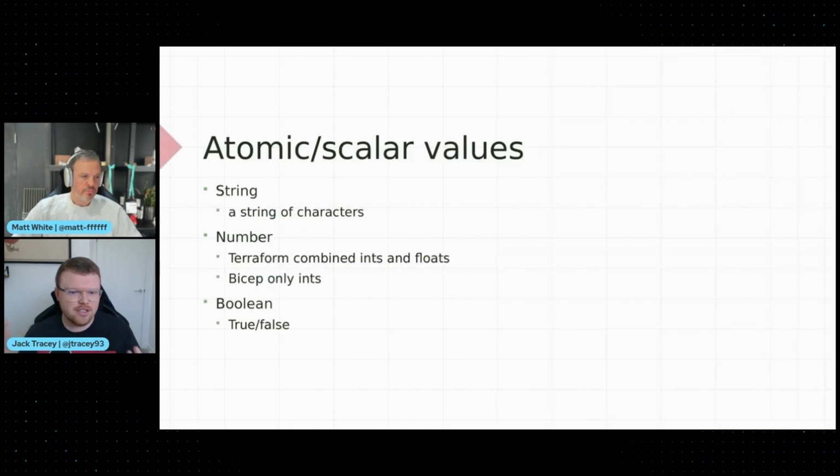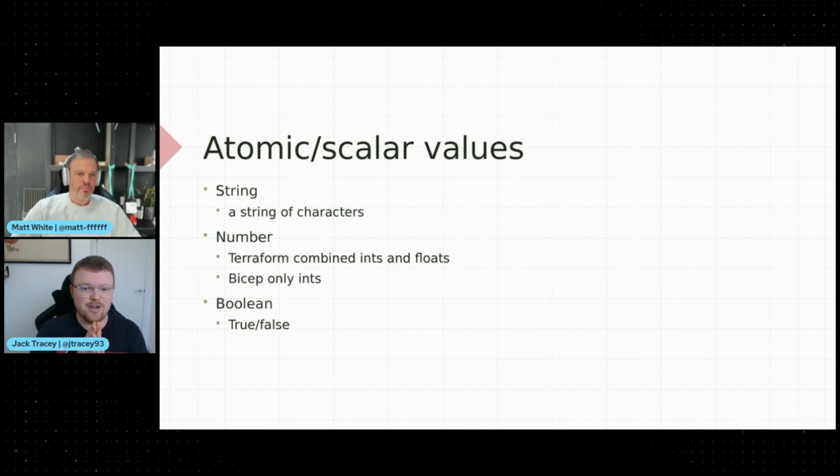So let's first jump into some of the core elements, or the foundational data types. So we have strings, numbers, and Booleans. These are like the atomic values, right? You can't really get any smaller data types than these elements in any infrastructure as code language. Obviously, from a programming perspective, yes, you can, but we're talking infrastructure as code here.